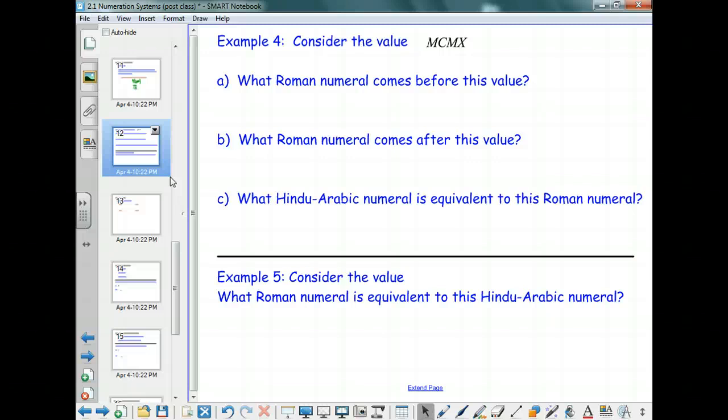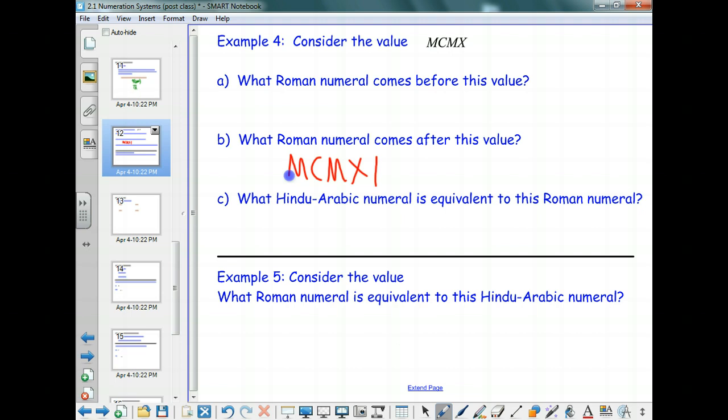I think probably doing the number after is the easiest on this one, so let's tackle that one first. So part B, what Roman numeral comes after MCMX? Right. MCMXI. Right? It's just one more. It's number 1 at the end.